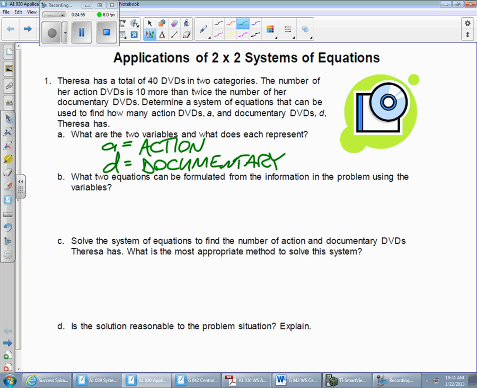Now, what two equations can be formulated from the information in the problem using the variables? Well, I don't know. Let's read back over it again and see if we can figure it out. Teresa has a total of 40 DVDs in 2 categories. Can anybody figure out a way to use these 2 variables that we already have that would give us some type of equation that would tell us that she has 40 of them? What could you say? Something is going to have to equal 40 because 40 is a total. What equals 40?